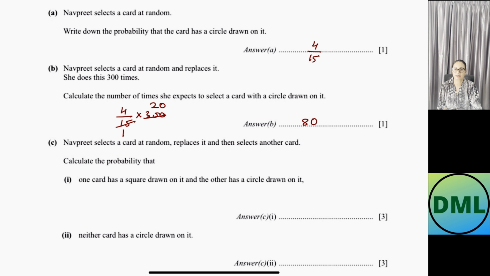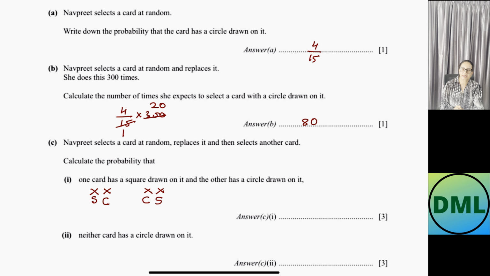So I'll pick 2 cards. In the first case, the first card has a square and the second card has a circle drawn on it. Next, I will find the probability where the first card has a circle drawn on it and the second card has a square drawn on it. Let's write down the probabilities here.